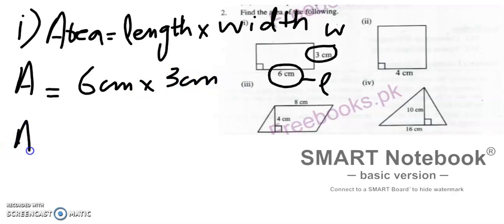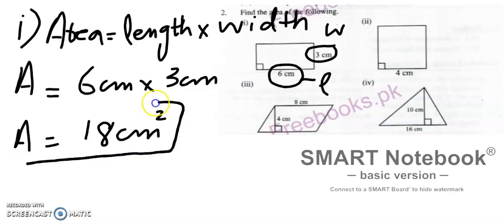So the answer, that is area, is equal to 18 centimeter square. Centimeter multiplied by centimeter will be centimeter square. Remember to write the unit in each of these cases. Okay, if you skip writing the unit of the area, then definitely you will lose some marks. So this is the answer of your first part, that is 18 centimeter square.